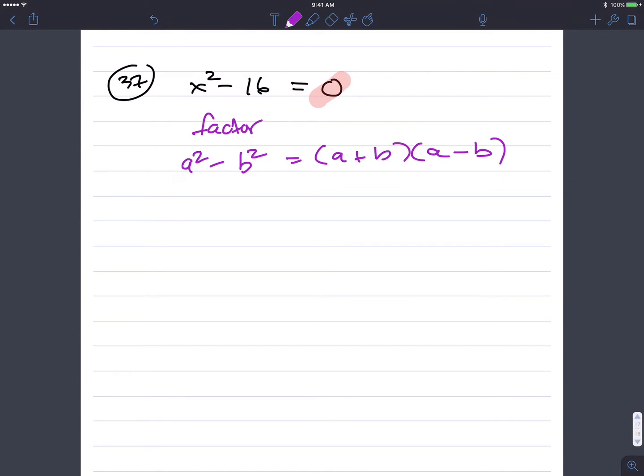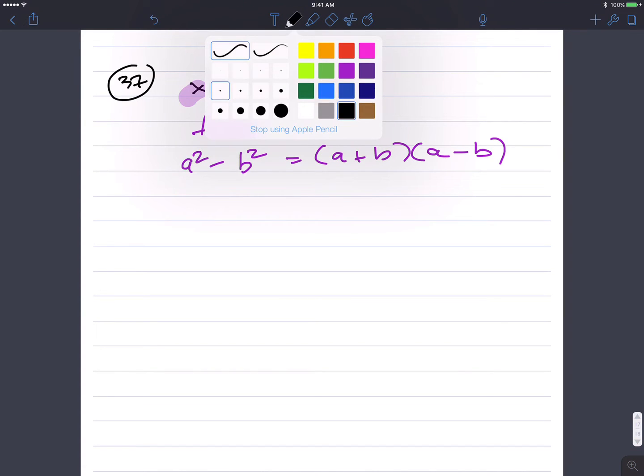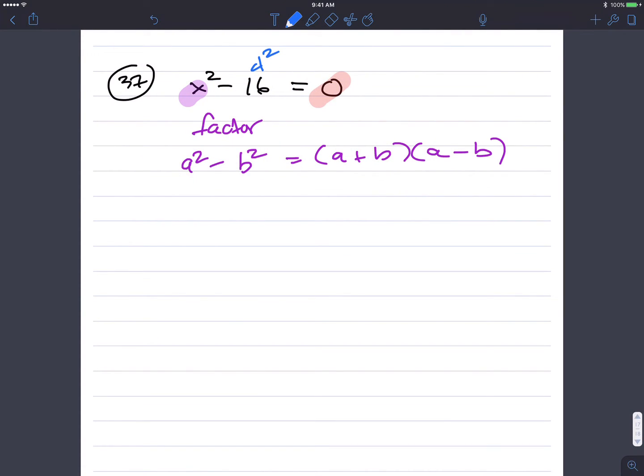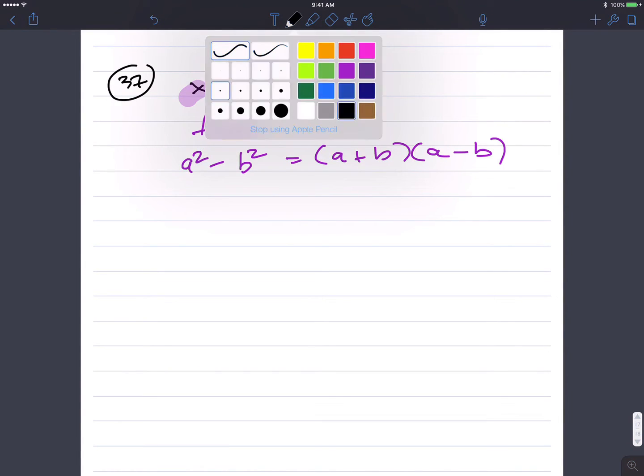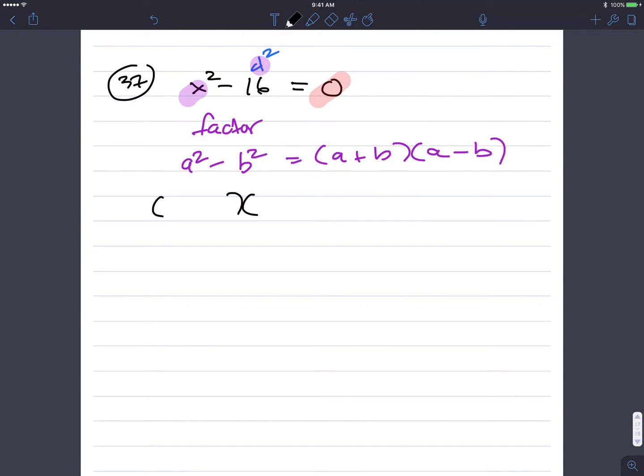So you're going to have to identify the bases. This is x. So let's try to find the bases. 16 is written as 4 squared. So my base here is 4. My base is x. So when we factor this, we get what? x, x, 4, and 4. And what are my signs? Plus and minus. They have to be plus and minus here.